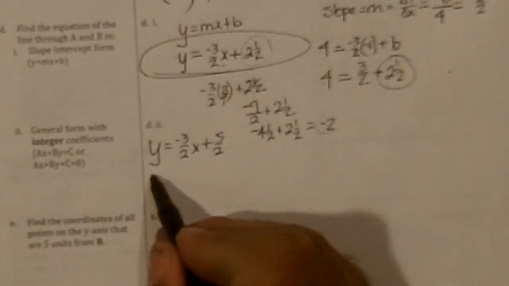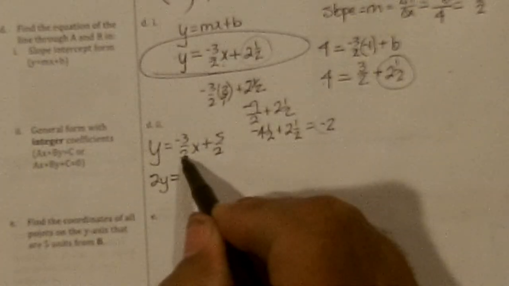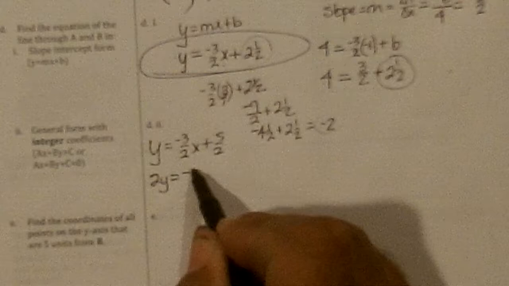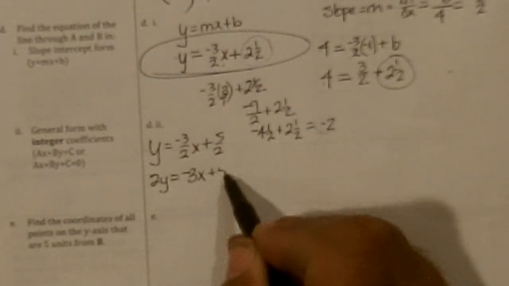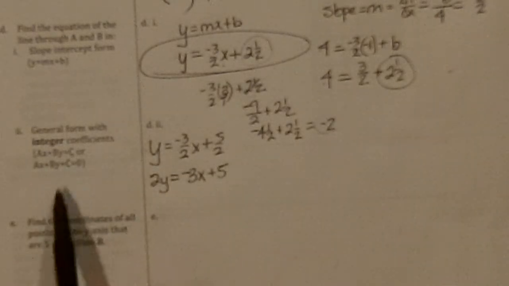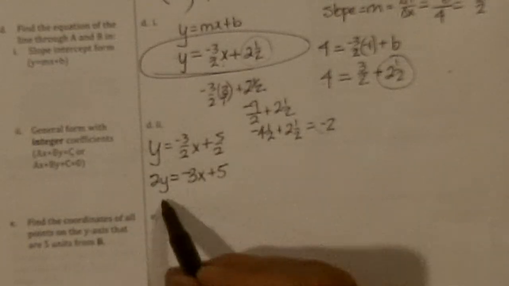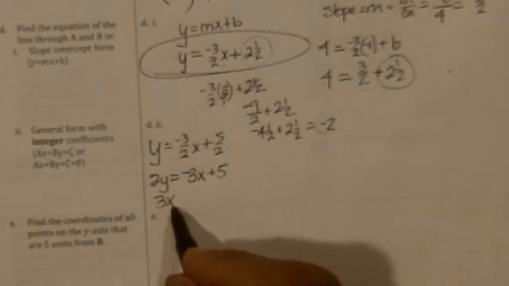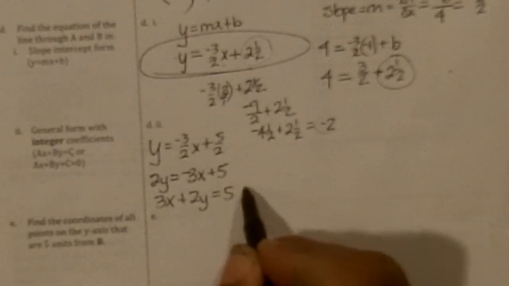So 2 times y is 2y. 2 times this is going to cancel the 2 and make negative 3x. 2 times this is going to be plus 5. Now, to get it to look like this one, I just need to get the negative 3x on the other side. So I'm going to add 3x to both sides, and I get 3x plus 2y equals 5.